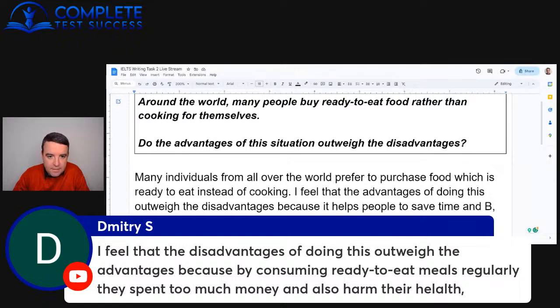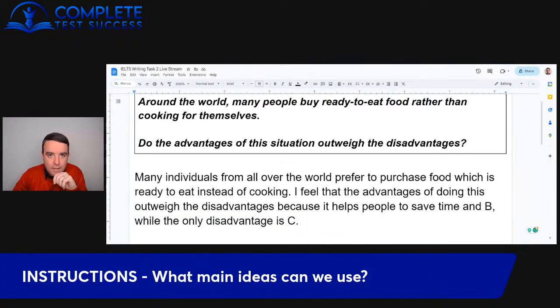Dimitri, I feel that the disadvantages of doing this outweigh the advantages because by consuming ready-to-eat meals regularly, they spend too much money and also harm their health. Perfect. Okay, so that's all the ideas we need. We now have 3 ideas, but I need to adapt my essay.